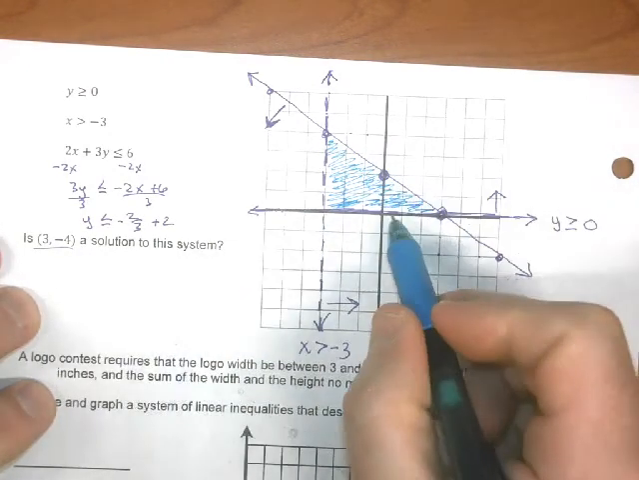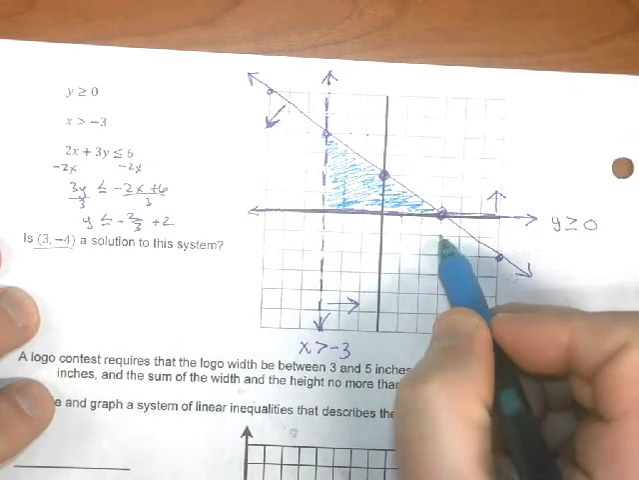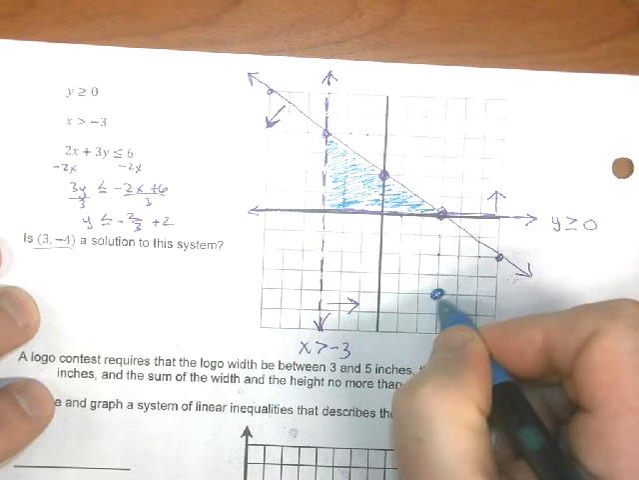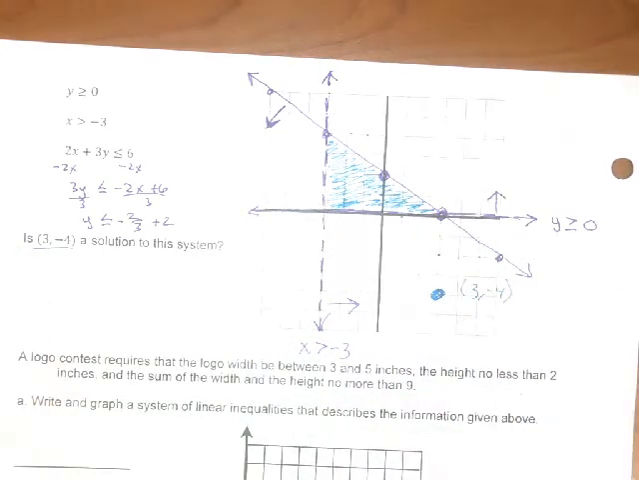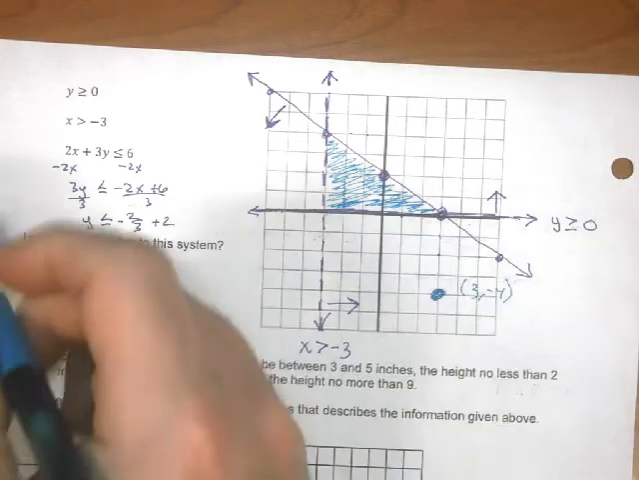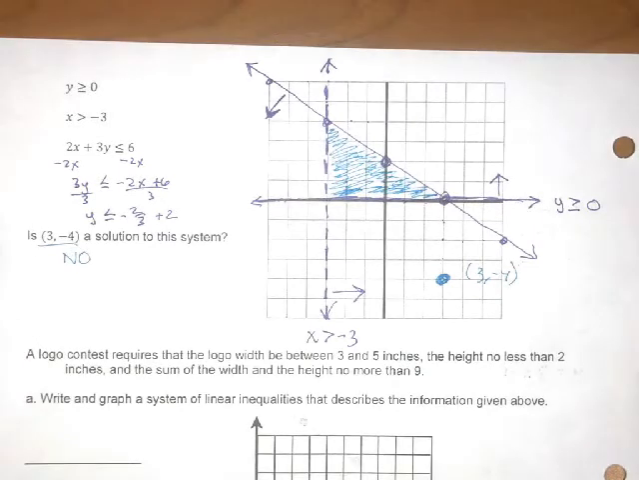And they're asking us, is 3, -4 a solution? Well, where's 3, -4? 1, 2, 3, and then 1, 2, 3, 4. There's my 3, -4. Is that inside my blue shaded area? And the answer is no. So is this a solution? Absolutely not.